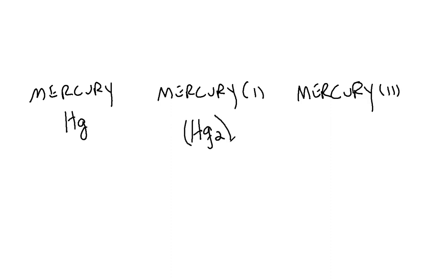Hg2 with a 2+ charge. What this is, a mercury Roman numeral 1 covalently bonded to another mercury Roman numeral 1. So this whole thing has 2 mercuries. That's where this 2 comes from. And +1 and +1 is +2. So this Roman numeral 1 refers to the charge of each mercury. So this is a polyatomic ion.